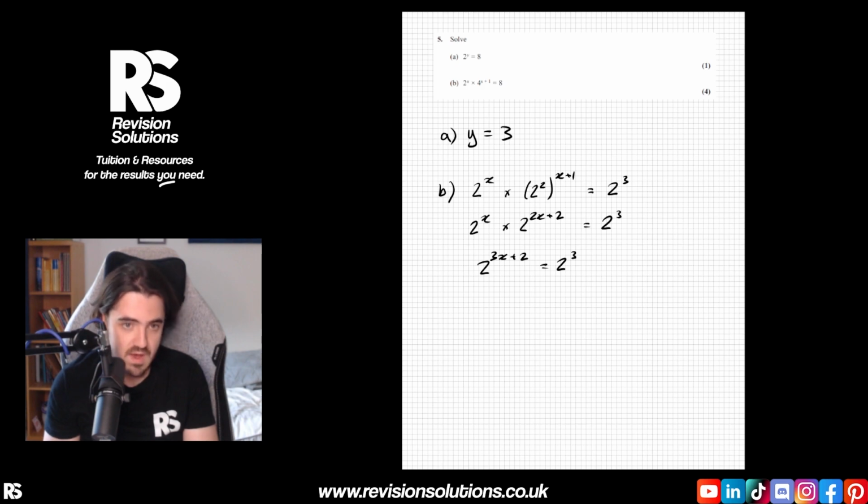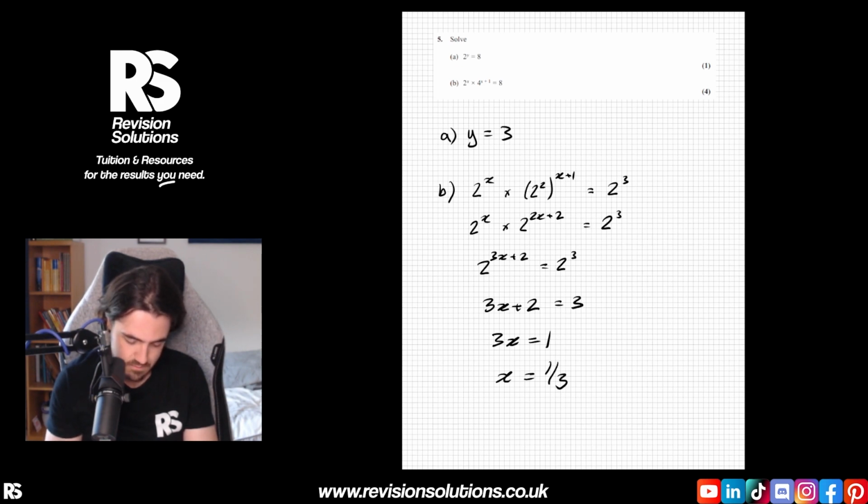And now if we just compare both sides of this equation, they're both in base 2. So if these are equal, the powers need to be equal also. So we can just skip straight ahead now to 3x plus 2 must equal 3. And then from there we can solve quite easily, like we'd have 3x is just equal to 1, and then x must be equal to a third.